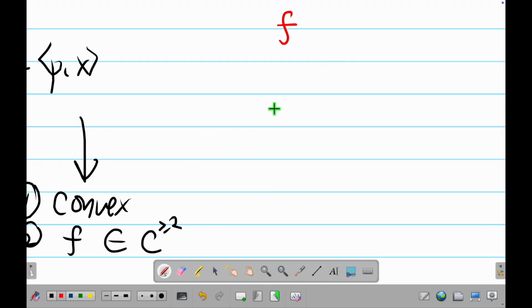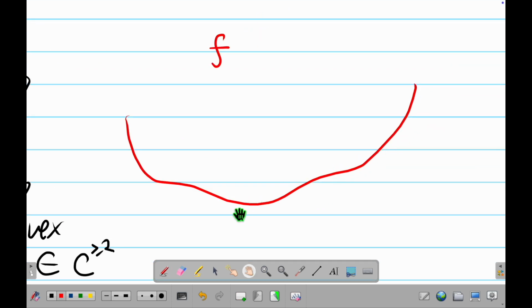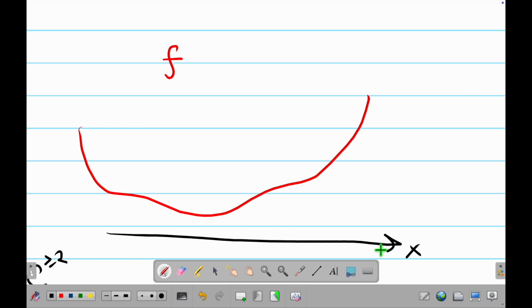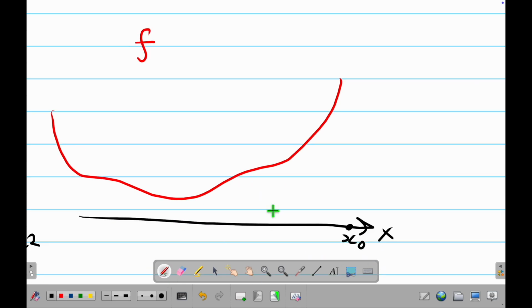So I have F convex, right? So probably something like that. Okay, then what? This is not quadratic because this is a polynomial. Let's say this polynomial is degree 5. Okay, what do we do? Let's say this is x. This is our starting point x0. Okay, so my function value is here.